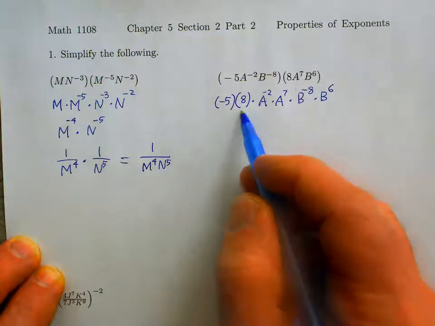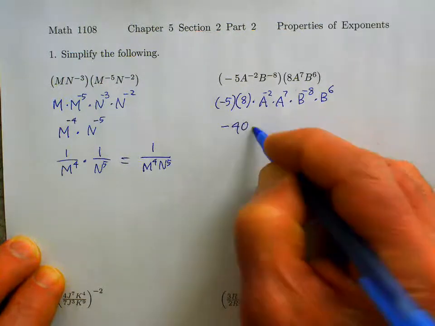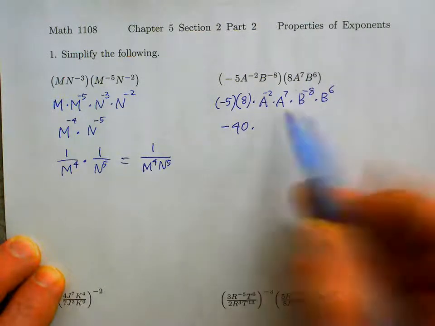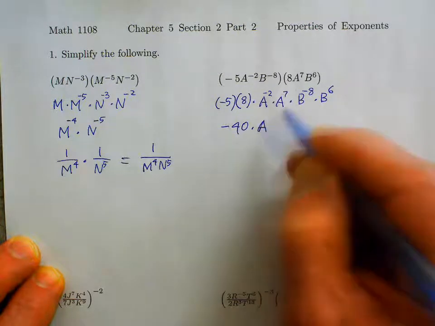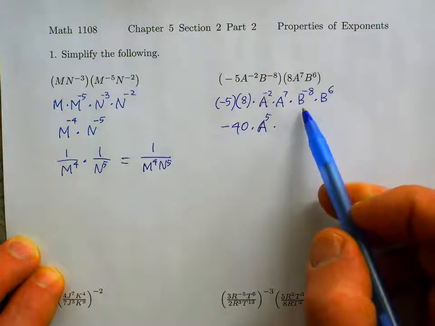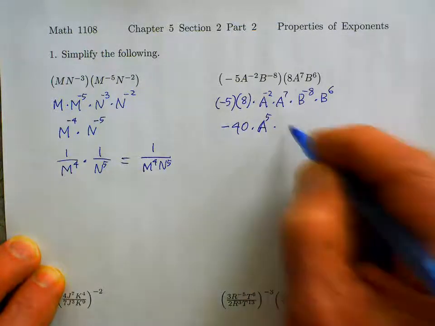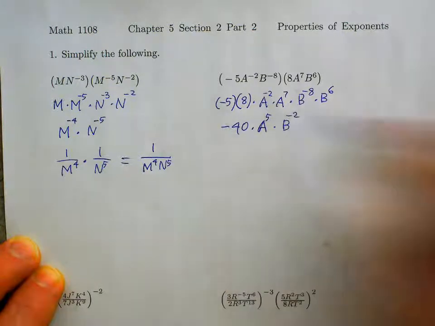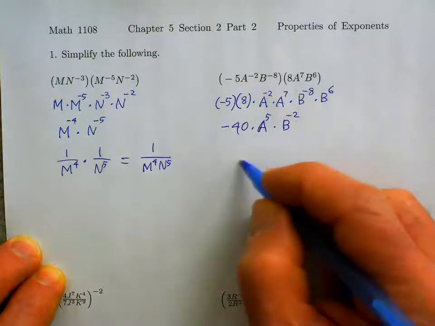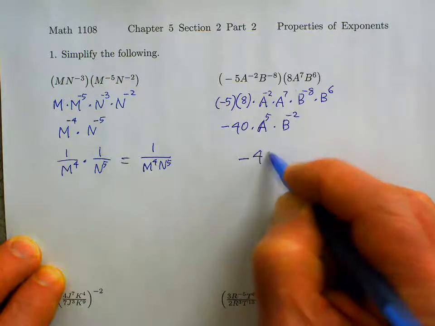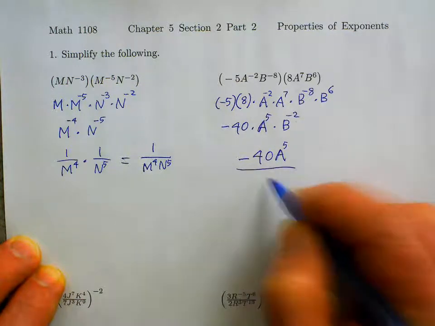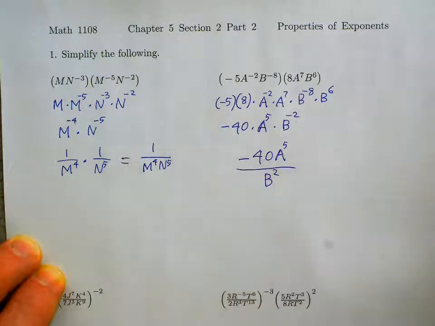Negative 5 times 8 is negative 40. A to the negative 2 times a to the 7th is a to the negative 2 plus 7, or a to the 5th. And then b to the negative 8 times b to the 6th is b to the negative 2, because negative 8 plus 6 is negative 2. And then the last step, negative 40 times a to the 5th is in the numerator, and in the denominator is b to the positive 2.